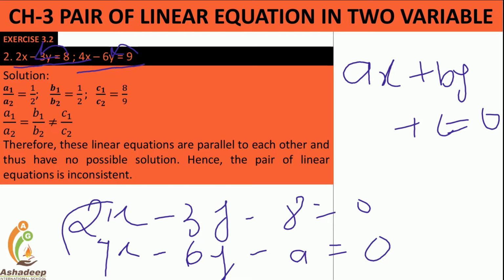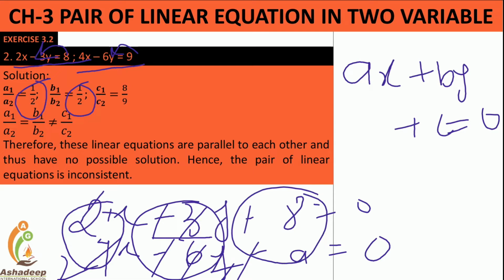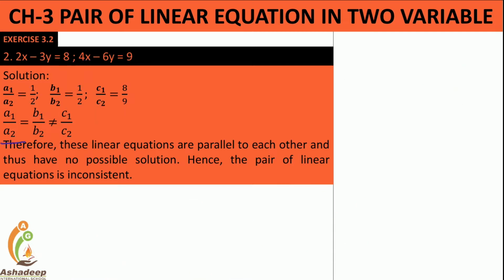So we need to put here 2 upon 4, that is a1 upon a2. So what is 2 upon 4? 2 and 2 cut. So what is the answer? 1 upon 2. Similarly here, if we put this into the denominator, minus cut, and this is the answer 1 upon 2. See here 1 upon 2. But here minus and minus cut, but we cannot cut out 8 or 9, right? So that is why the answer is 8 upon 9. See here, a1 upon a2 is equals to b1 upon b2 is not equals to c1 upon c2.